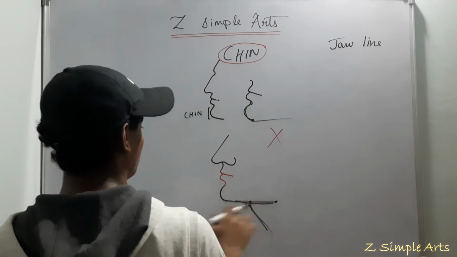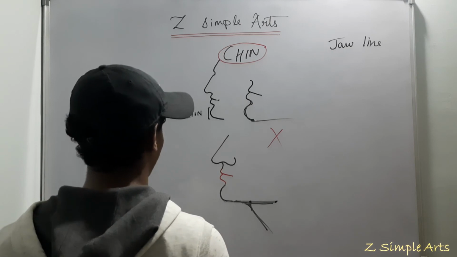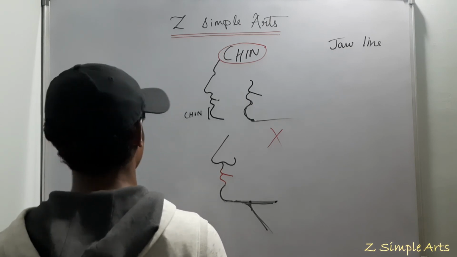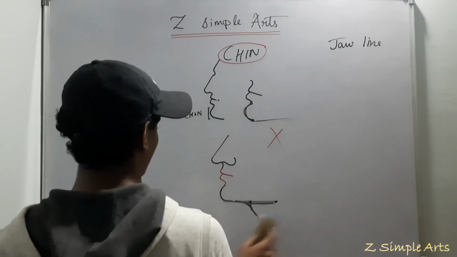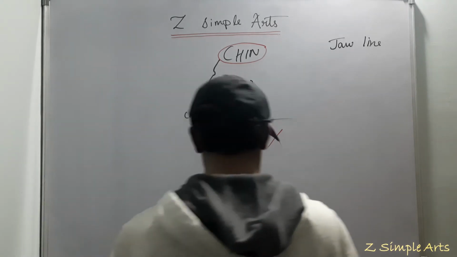So if you now look at it, it looks better when compared to the double chin mistake which most of the beginners end up doing. So we are done with the chin. Let's move to the jawline.